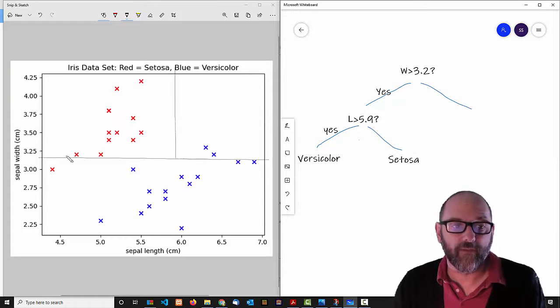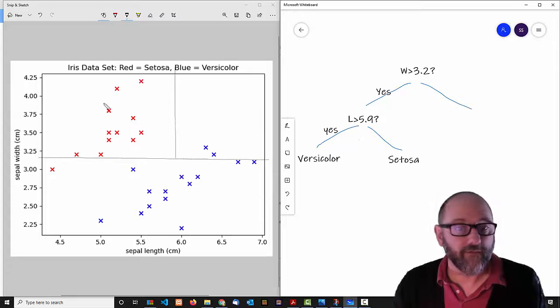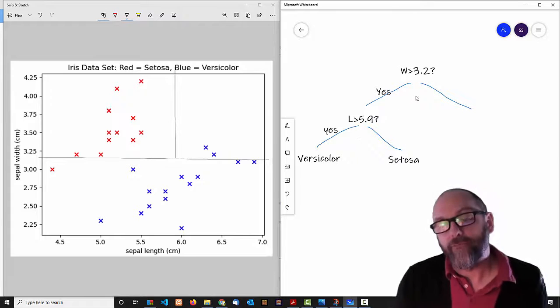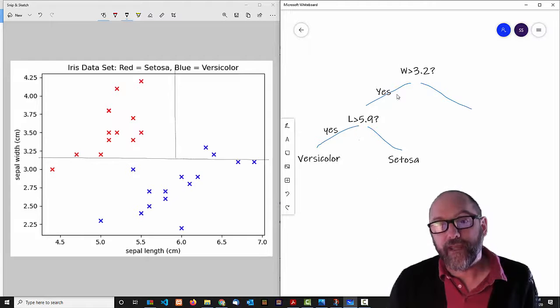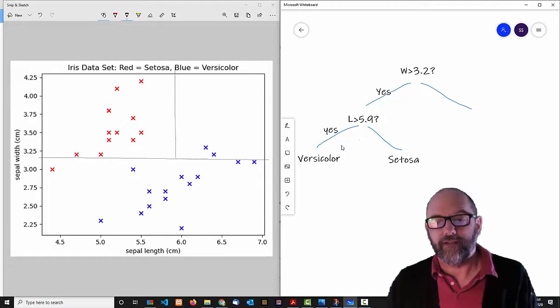First question we ask: is the width greater than 3.2? If yes, we're up here. So we ask, is the length greater than 5.9? If yes, we answer versicolor. If no, we answer setosa. So we're forming a theory, and we're also forming a theory of the data that can be understood by a human being, which is one of the great advantages of decision trees.